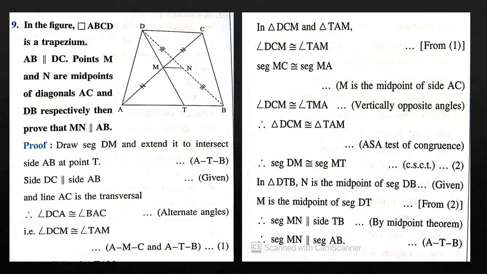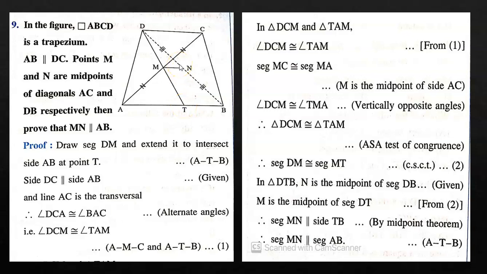Question number 9. In the figure, quadrilateral ABCD is a trapezium. AB is parallel to DC and points M and N are midpoints of diagonals AC and DB respectively. Then prove that MN is parallel to AB. So in order to do this, there is a small construction. Draw DM and extend it to intersect AB at point T.